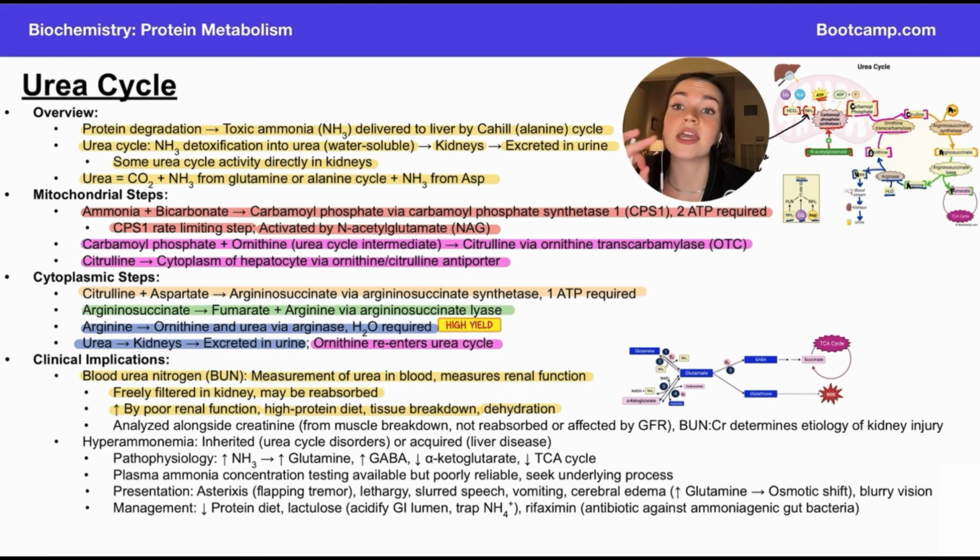And BUN is a critical lab value to know and understand and master by the time you get to Step 1. Talking very surface level here, you look at BUN alongside another lab value, creatinine. Creatinine comes specifically from muscle breakdown, but unlike BUN, it is not reabsorbed and it is not affected by GFR. So BUN and creatinine can both tell you about kidney function, but they respond to changes in kidney function in slightly different ways, so you look at them together. The ratio of BUN to creatinine will determine the etiology of your kidney injury.